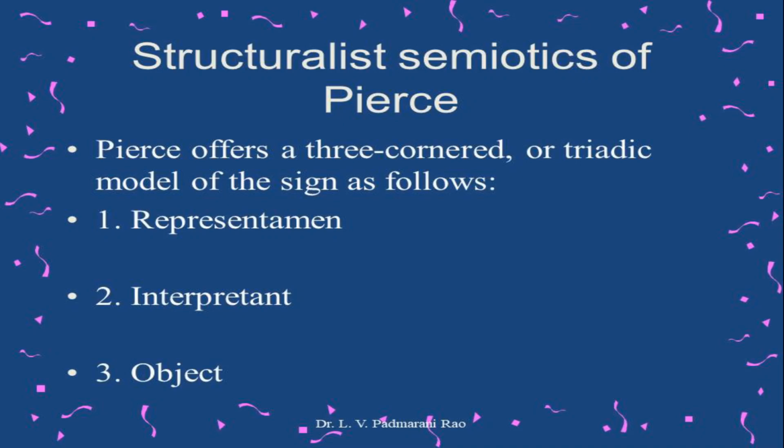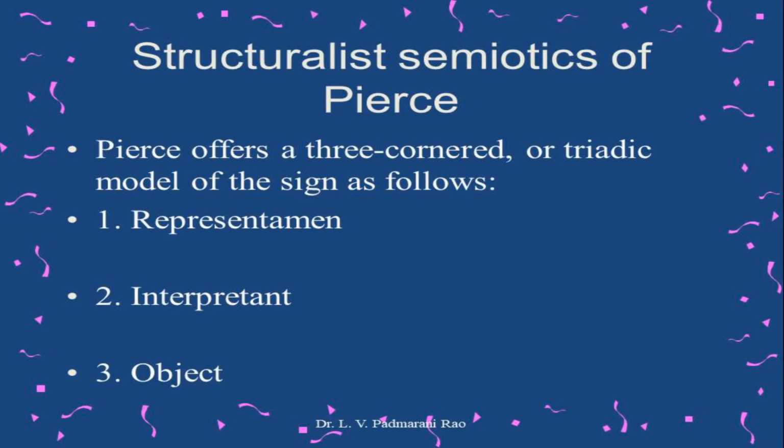That to which the sign refers. If the sign is representament and interpretant is the meaning that you get individually by listening to the signifier, then the object to which the signifier is referring. So it is, in Saussurean terms, the signified. It is sometimes called the referent also. All three make up a sign.